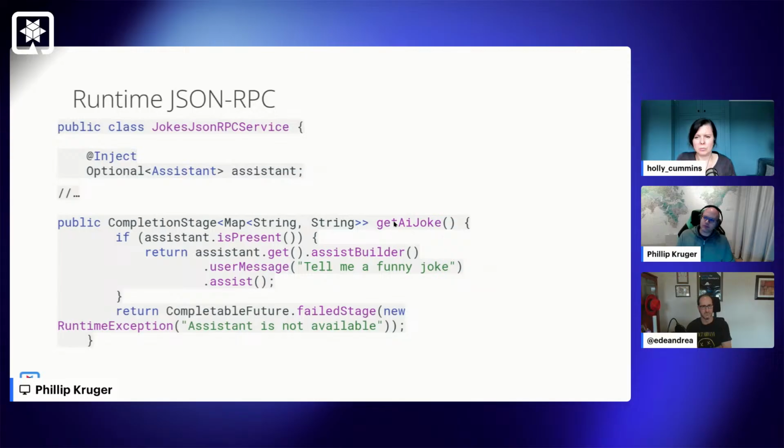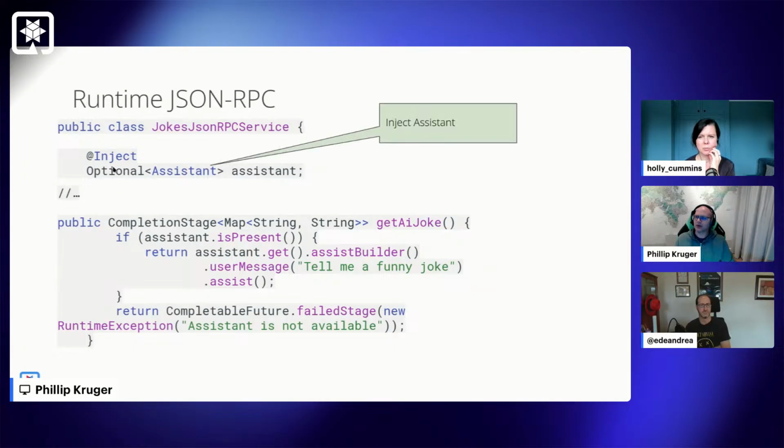Then you have, like I said, two options in DevUI. You can either execute against the runtime class path or the deployment class path. The runtime class path means that you provide a JSON RPC service. This is fairly normal, but you now have the ability to inject this assistant. And the reason why it's optional is because we will only make it available when there's an assistant and the assistant is configured.